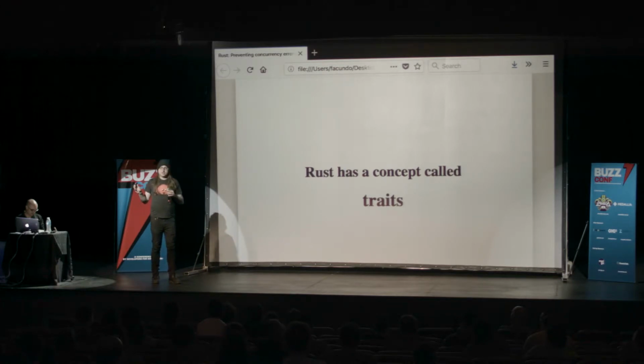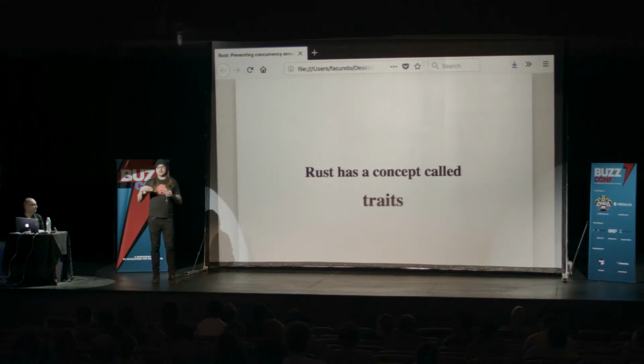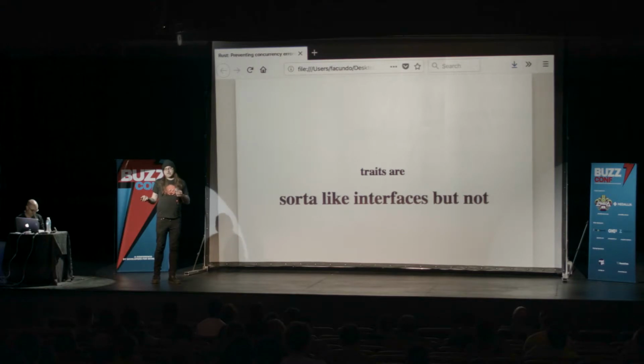Rust has this concept called traits. This is actually a really bad joke. In the next version of C++, they have a feature similar to traits. They call them concepts. What traits let you do is define the behavior of something without actually specifying the implementation of that behavior. And so they're sort of like interfaces in many languages, but they're also kind of not like interfaces.